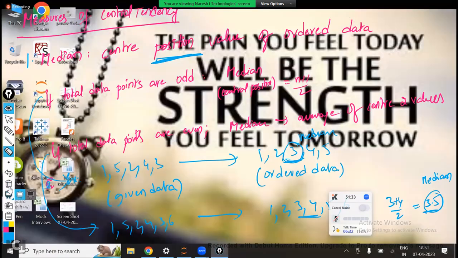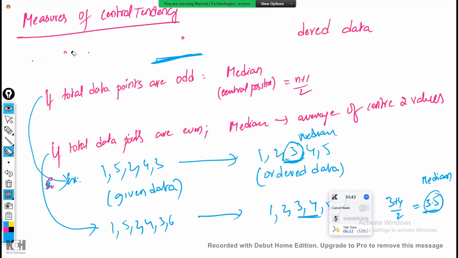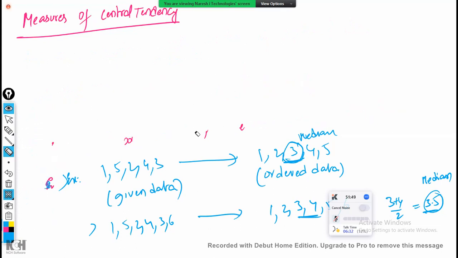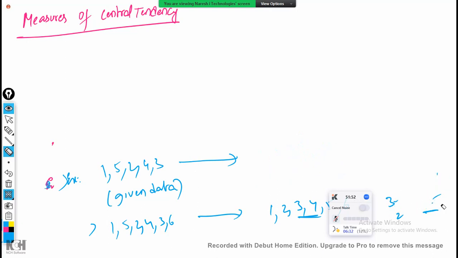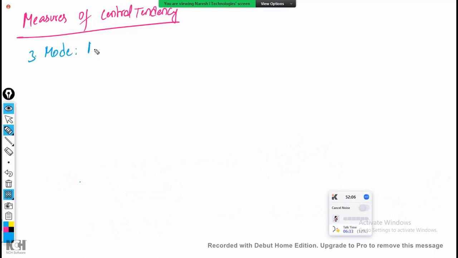Now coming to the next one. Median is clear. Mean and median, both are clear. Now the third one. In the measures of central tendency, we have the mean, median, and the third one is called mode. The next concept is called mode. Third one, mode. Now, what is meant by mode? Mode means the most repeated value, the value which was repeated the most number of times. Right? Most repeated value is called the mode.